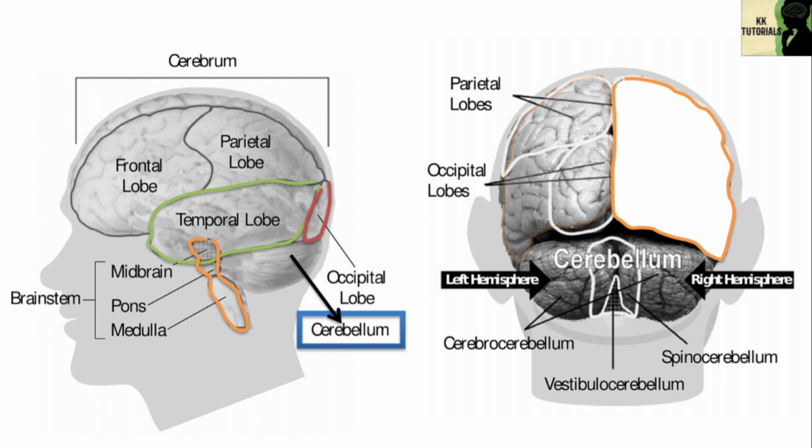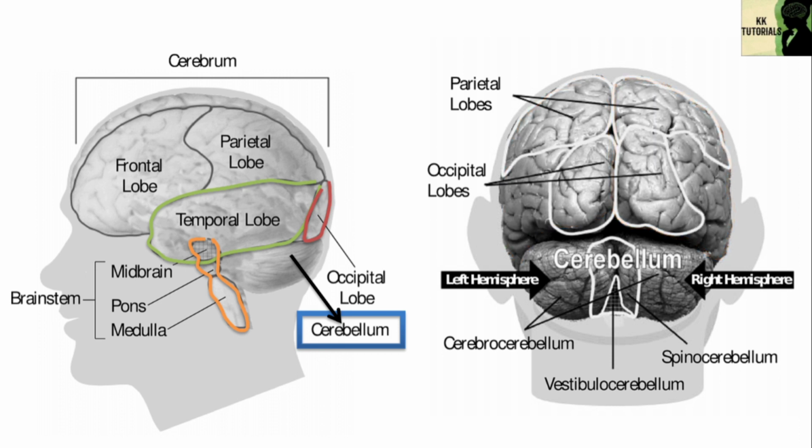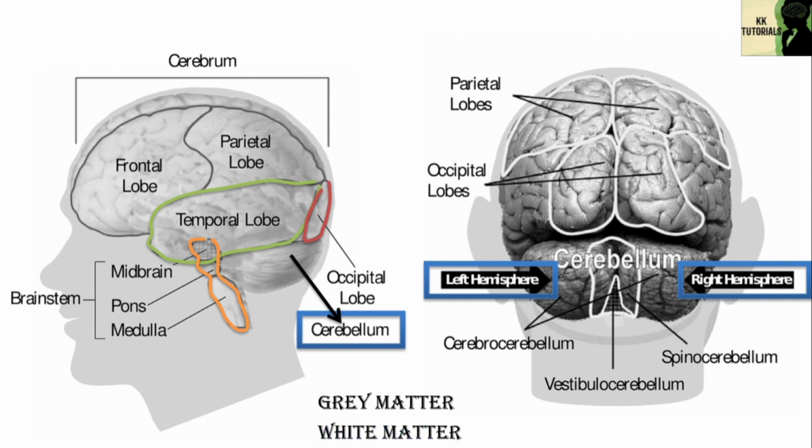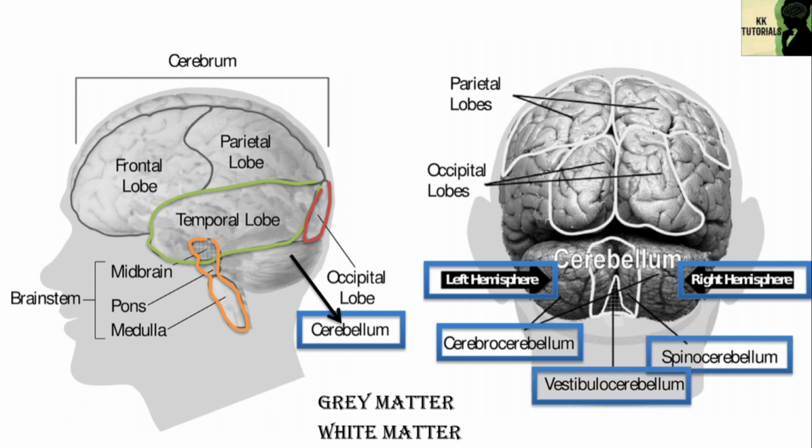It consists of two lateral hemispheres, left hemisphere and right hemisphere, and a central vermis. It is composed of grey matter which is located on the surface of the cerebellum. It is tightly folded forming the cerebellar cortex, and white matter which is located underneath the cerebellar cortex. The cerebellum can be divided into three main parts: cerebrocerebellum, vestibulocerebellum, and spinocerebellum.